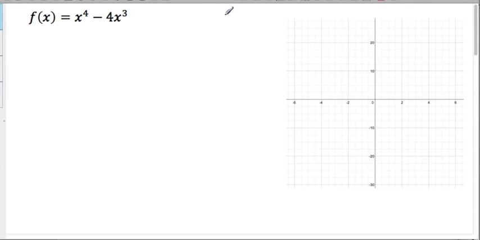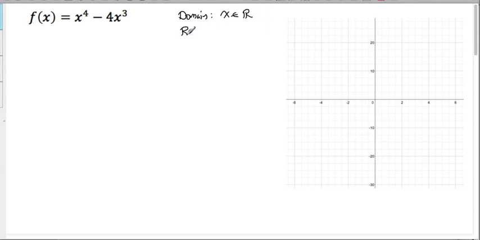So this is curve sketching, and this function is not on your notes, but it works out nicely, so I'm going to use this one. First, we see that the function is x to the fourth power minus 4x cubed, and let's find the domain of the function. Domain, that's going to be x is all real numbers, right?